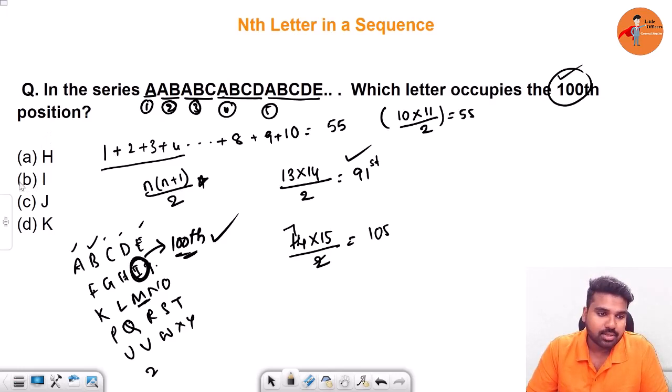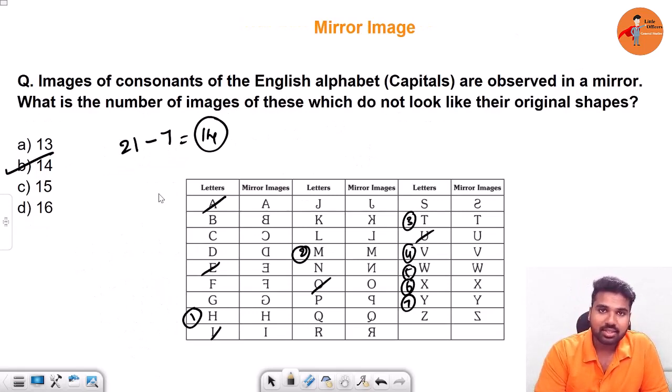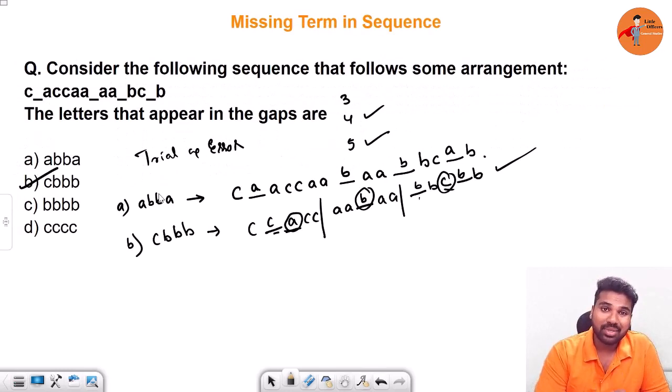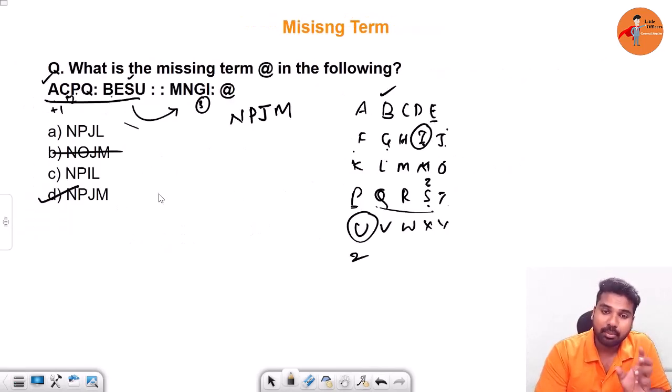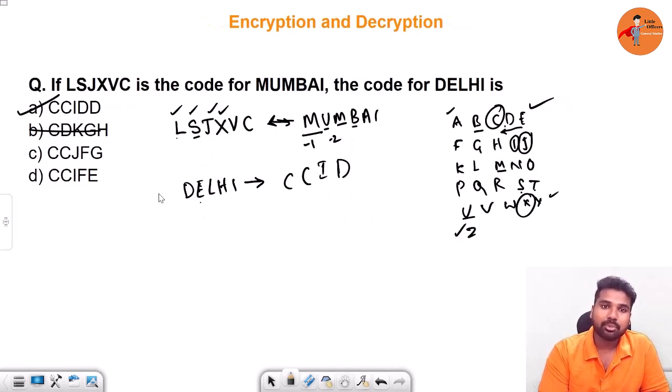So the answer here is I. I hope it is clear. If it is not clear, tell me in the comments. So this is how we find a particular term in a sequence. So what all did we check with this? How to find a particular letter or middle term in the sequence, and we have also seen mirror images and reverse orders and position changing, and we have also seen the missing term in the sequence and missing term in a particular arrangement and letters and numbers combinations, and we have also seen encryption and decryption.